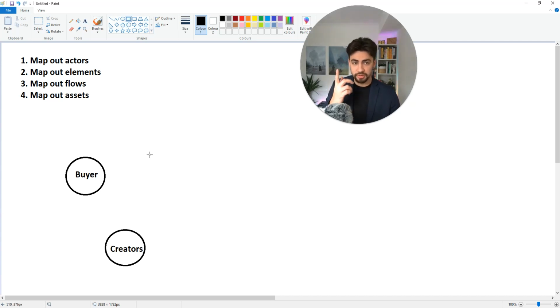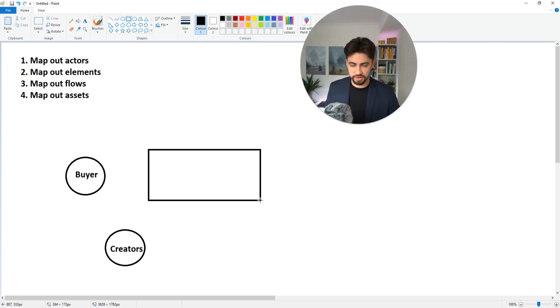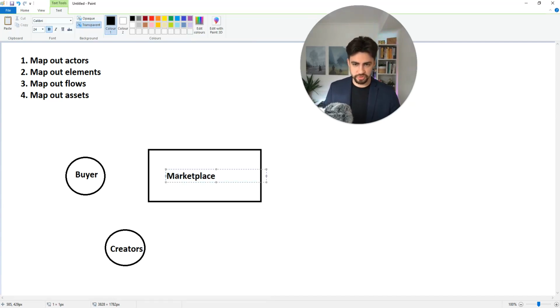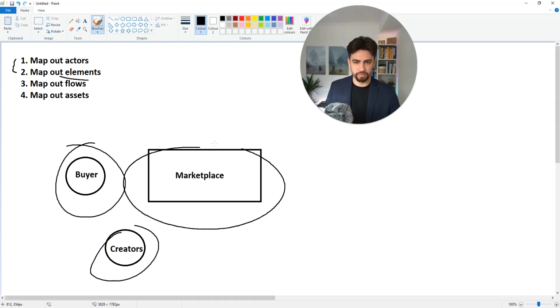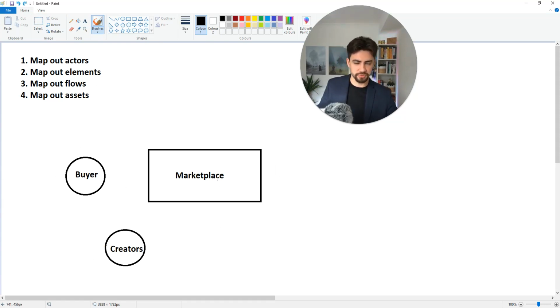Where do they upload them? Onto the marketplace. So you have a marketplace over here. This will of course be maybe your main company marketplace, just like that. This already now is kind of number two. So number one and number two you kind of do simultaneously, right? The actors are all of these guys. The elements are all of these things, right? So different parts of your ecosystem.